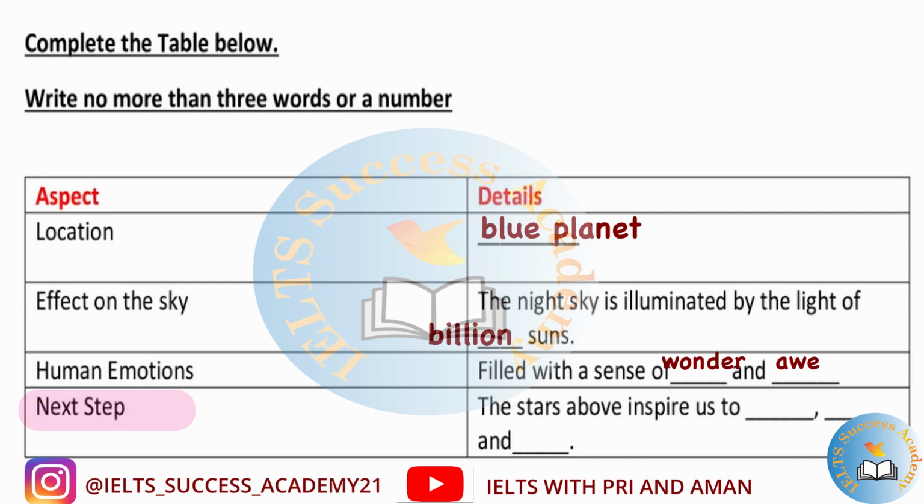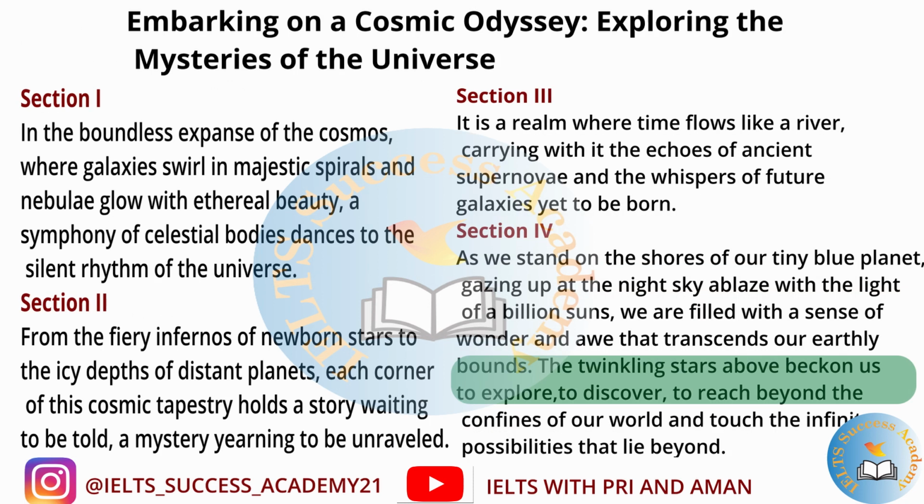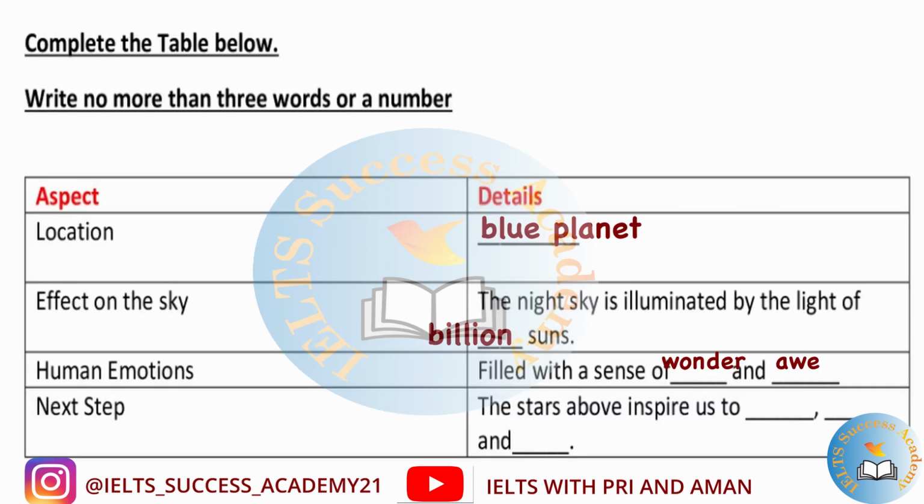So the fourth is next step. The stars above inspire us to dash, dash and dash. So the keyword here is inspire. So if we move forward, we'll see the twinkling stars above beckon us, synonym for inspire, to explore, discover and to reach. So the answer should be to explore, discover and reach. Okay. So this is how you answer the table chart.